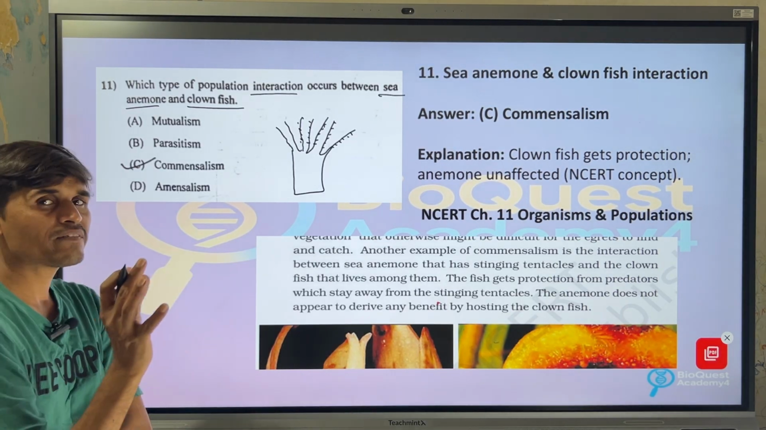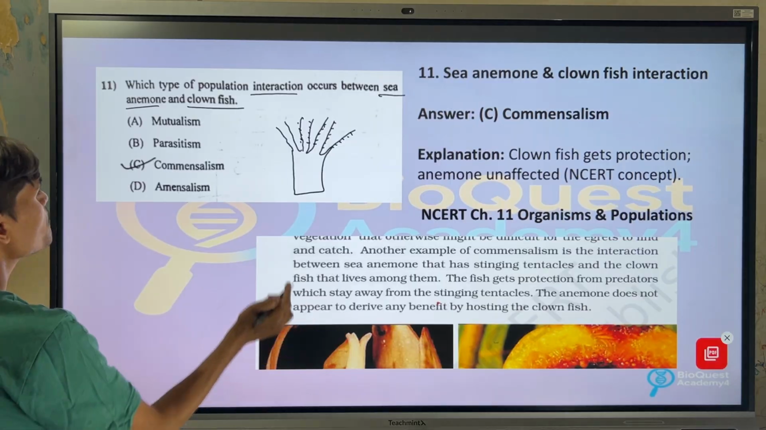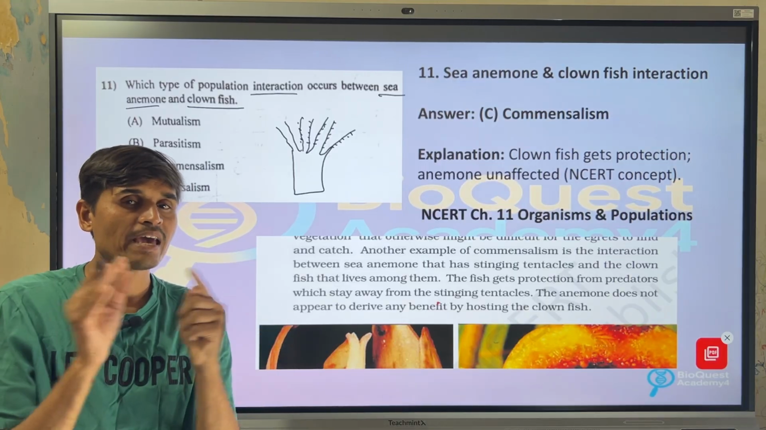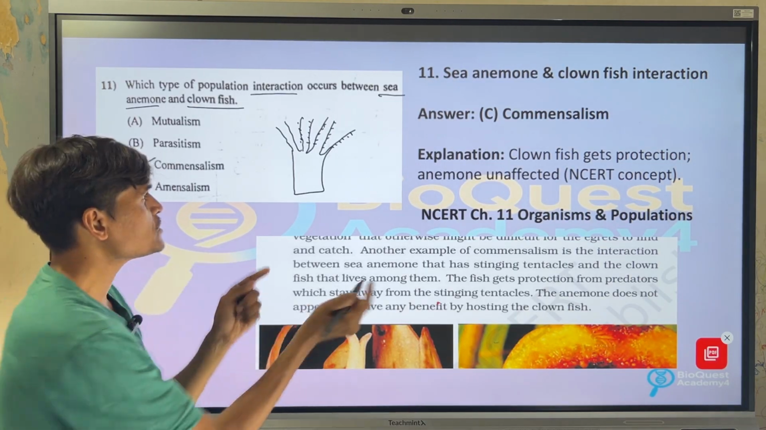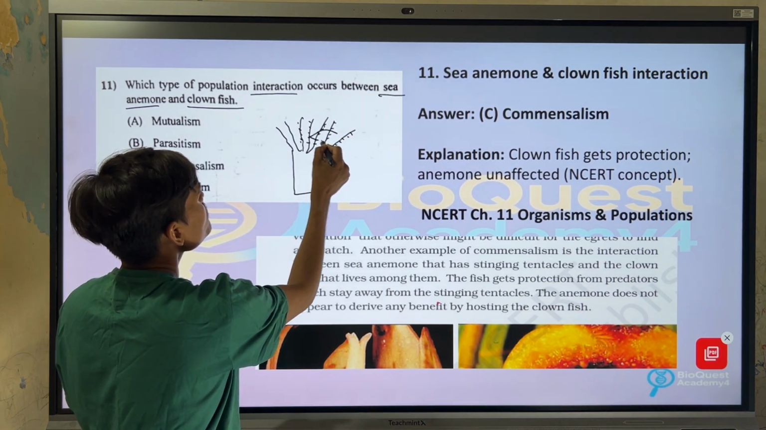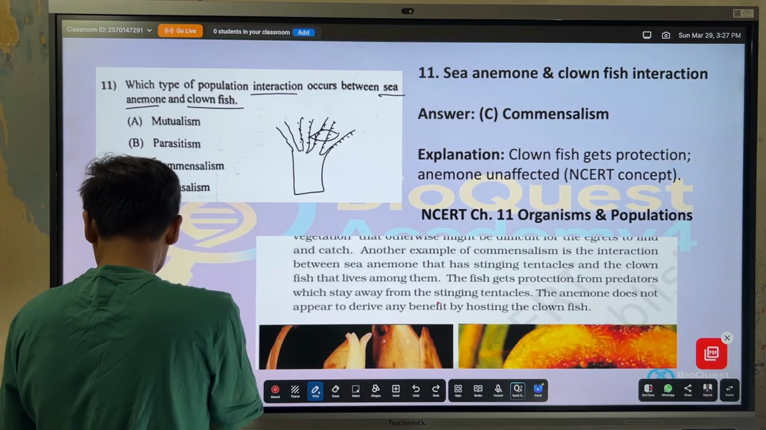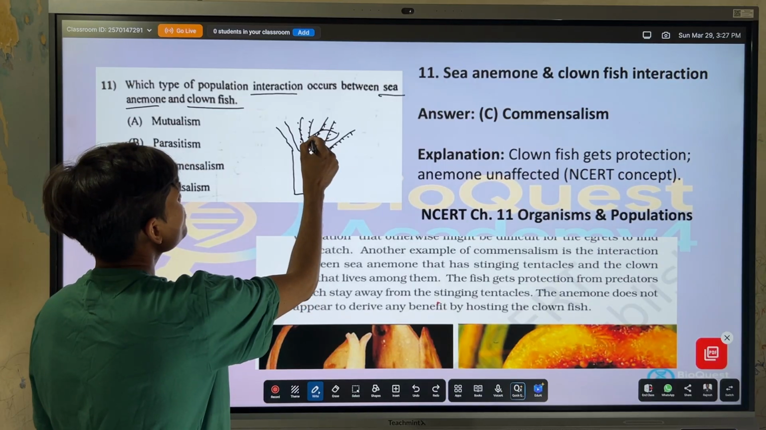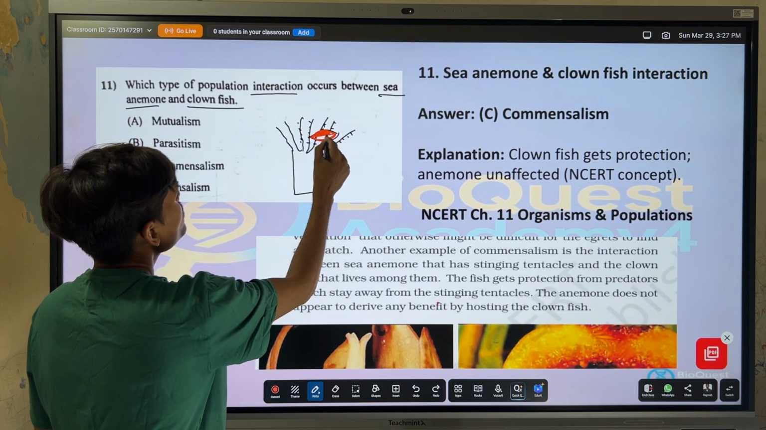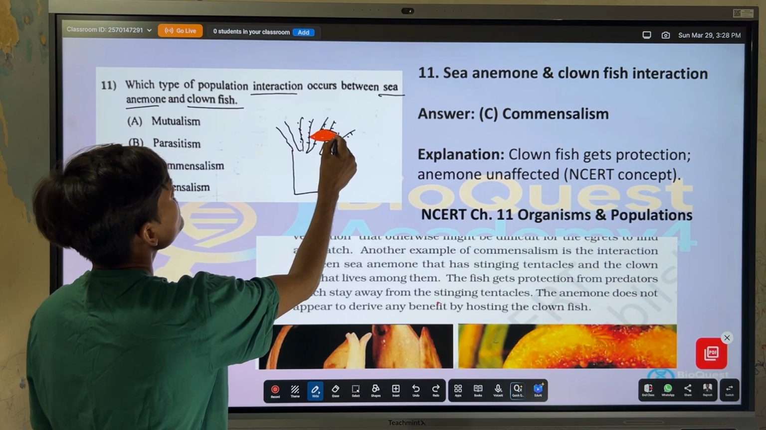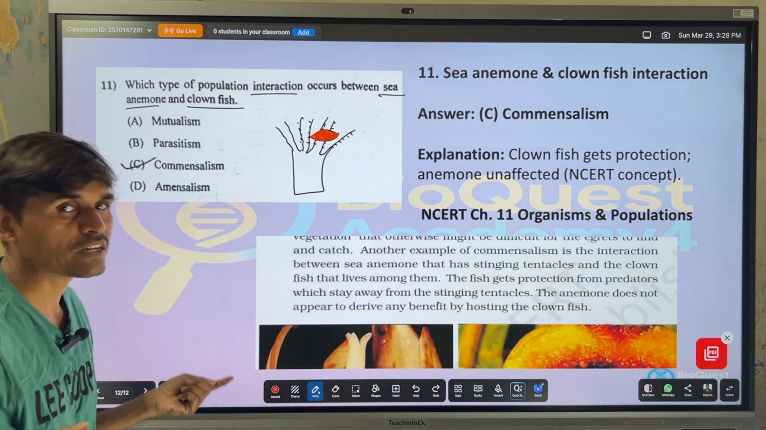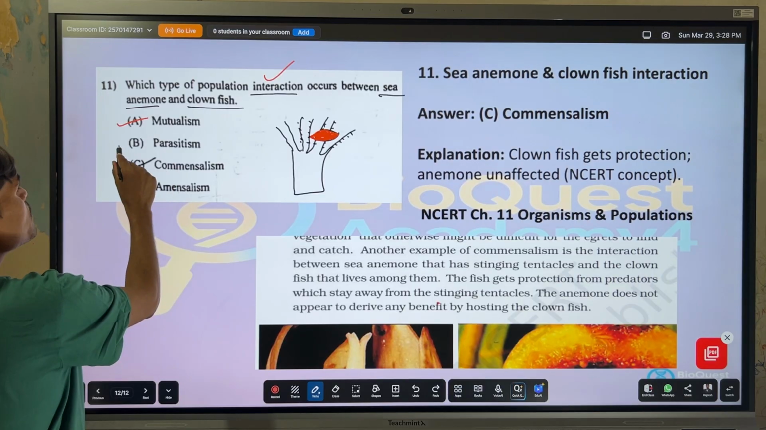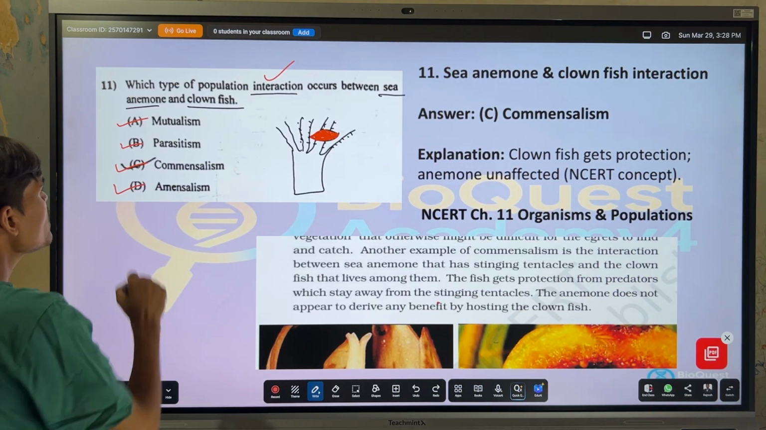So normally they are very dangerous and poisonous. But in this sea anemone, the clownfish is residing. The clownfish and the sea anemone have a close association. The clownfish is living not with but inside this sea animal. Now this is the kind of relationship, that means interaction. Now this interaction is what? Mutualism, parasitism, commensalism, or amensalism.